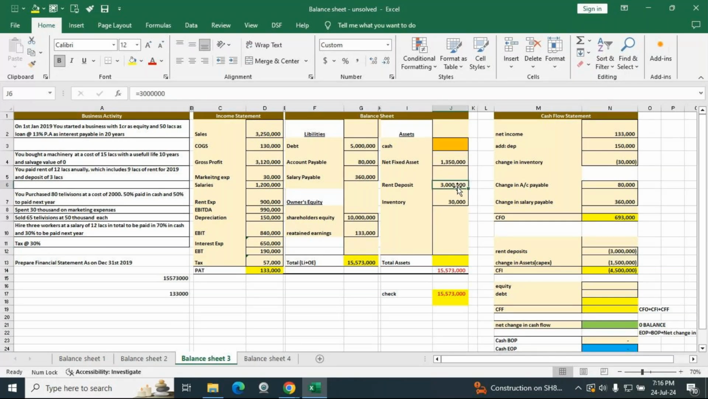Mom, one second. Sorry, I have taken 30 lakh over here. It is 3 lakh. So it is investment activities. Yes, ma'am, somebody was having some doubt.